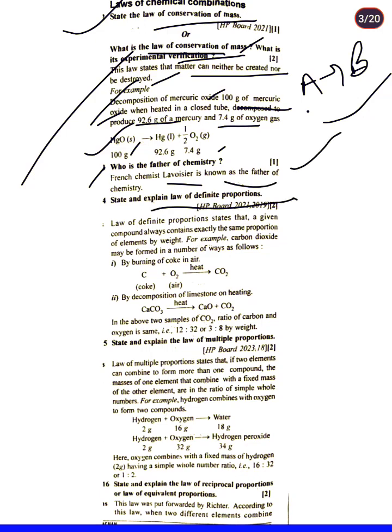According to the law of definite proportion, a given compound always contains exactly the same proportion of elements by weight. Same proportion by weight. For example, carbon dioxide may be formed in a number of ways.